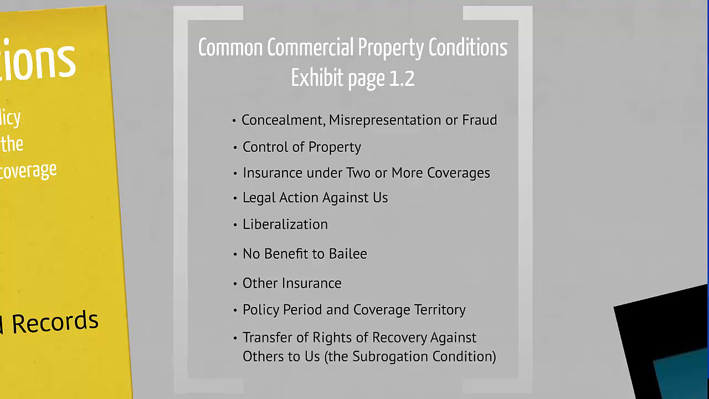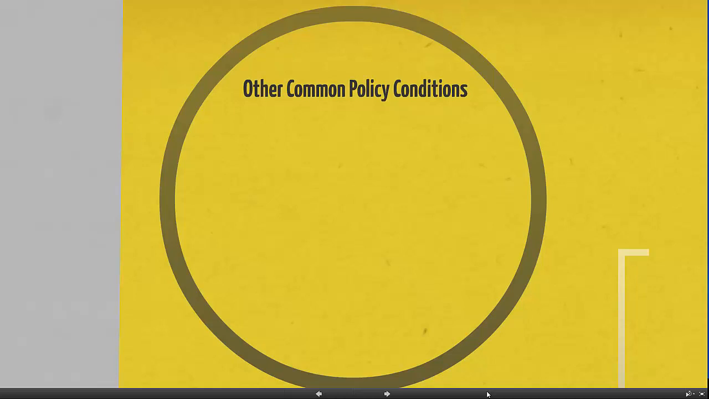Last is the transfer of rights of recovery against others to us. This is the subrogation condition of the policy, which you should have learned about in ARMIN 2005. And it basically says that after paying an insured for a covered loss, the insurer can recover from a third party who was responsible for the loss, usually legally liable for the loss. Now let's look at other common property policy conditions.